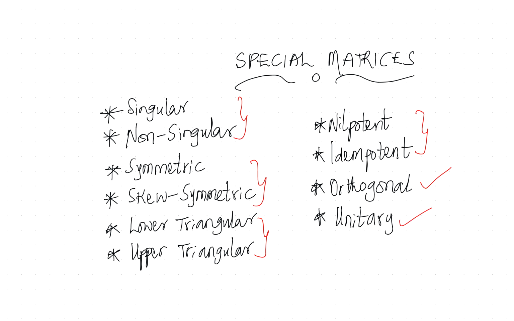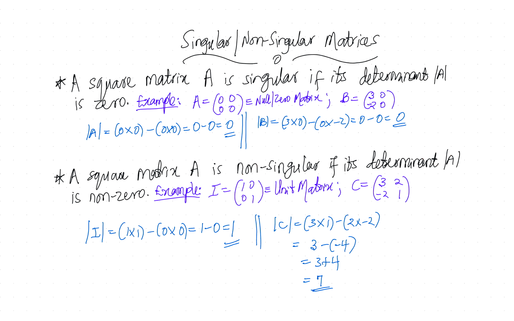So they are special for a reason, as you will see very soon. Interestingly, all of these matrices have to be square matrices. That is one thing common to all of them. Okay. Now, going to page 2, the second slide, we talk about singular and non-singular matrices.